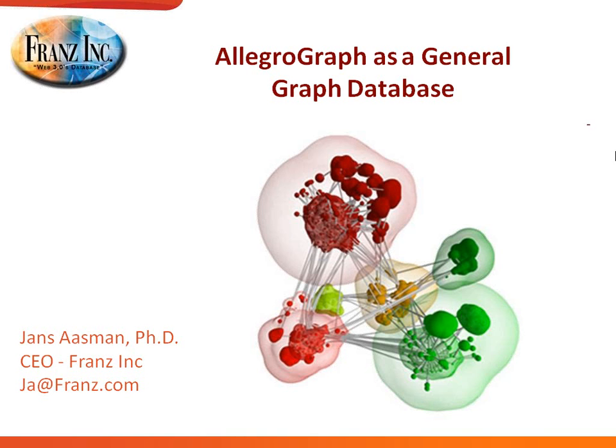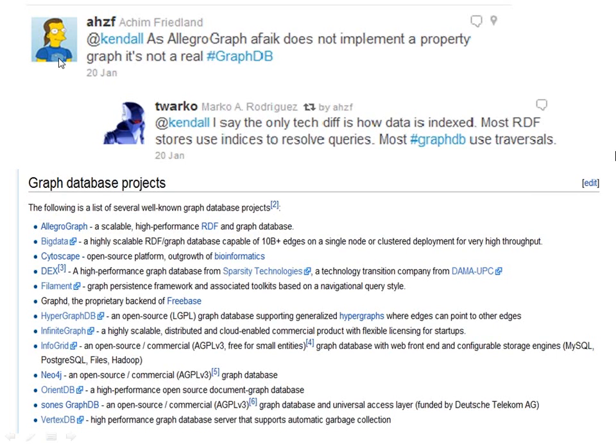graph database. On the other hand, when you see overviews of graph databases, you sometimes don't see AllegroGraph in this thing. And it seems to be kind of an opinion that RDF databases are not graph databases. So, for example, if we look at a Twitter like this from Achim Friedland, I said, well, AllegroGraph does not implement a property graph. It's not a real graph database.